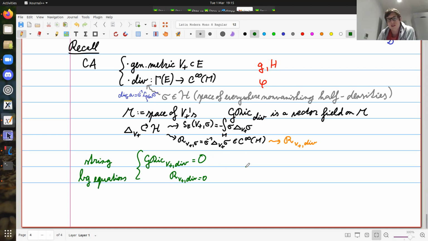And the reason for that is that this is defined for an arbitrary Courant algebroid, but there are some special cases. For instance, if you take exact Courant algebroids, so if E is exact, and the divergence actually comes from some half density, then these are the string background equations for the bosonic string. The bosonic string needs to propagate in a background which satisfies these equations.